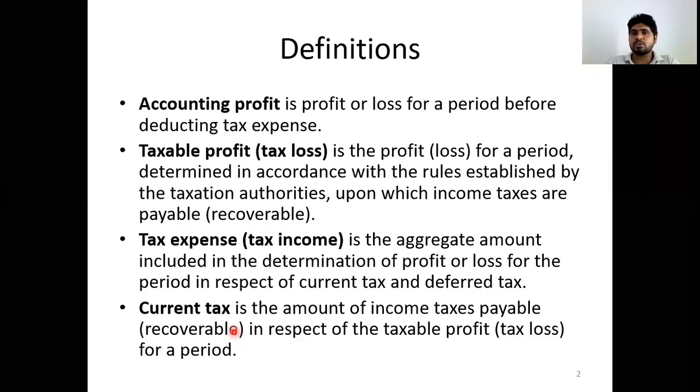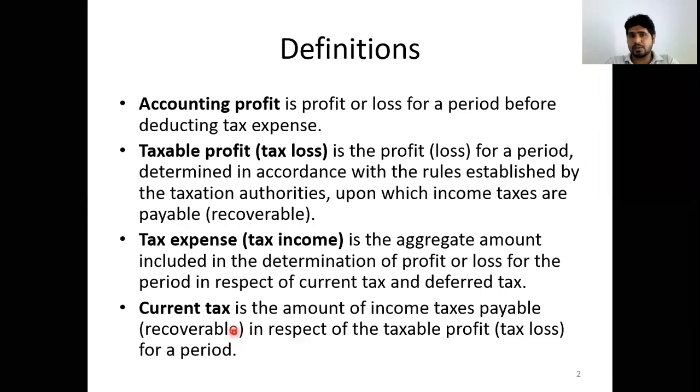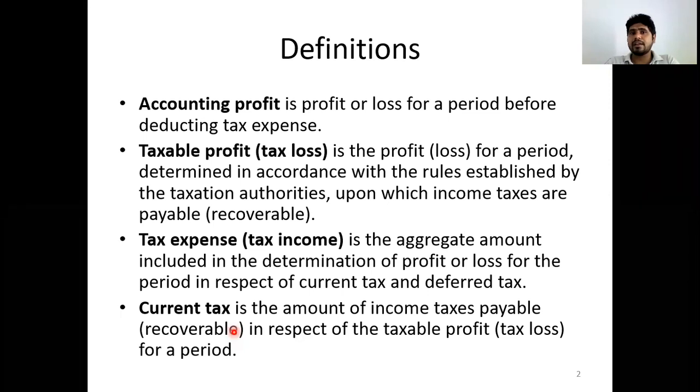So for example, in 2022 you made 500,000 as a profit, at a 30% corporate tax rate. How much do you have to pay in tax? How much?